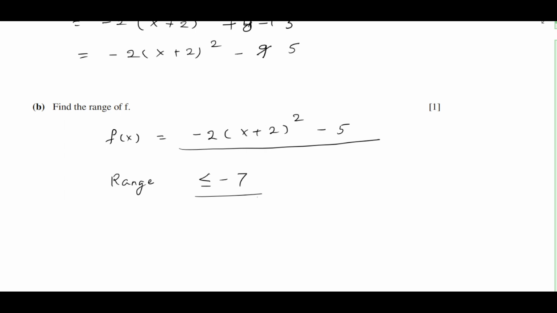Okay. So you say that it is less than or equal to -7, or you can also write this as the range, from -infinity up to -7, and I will use this bracket. Okay, fine.